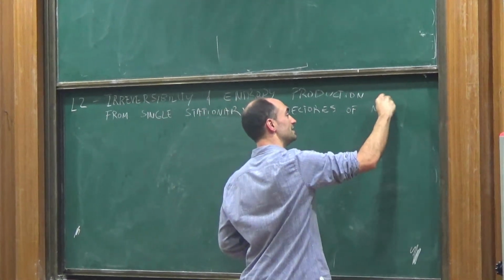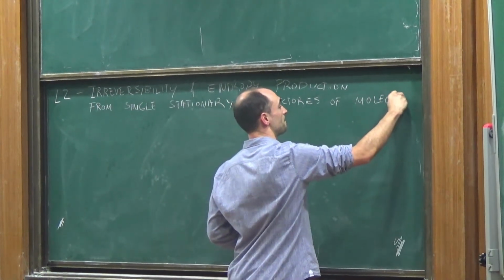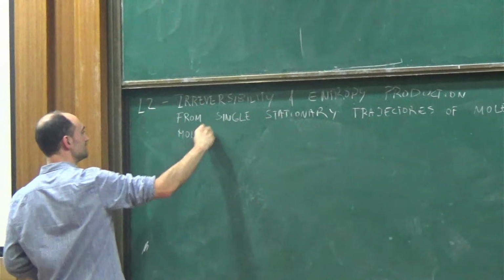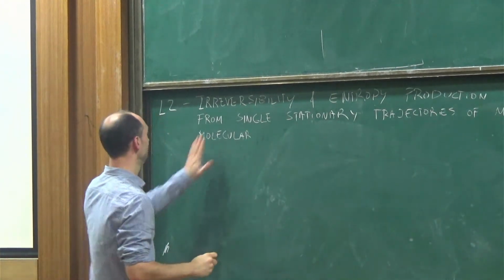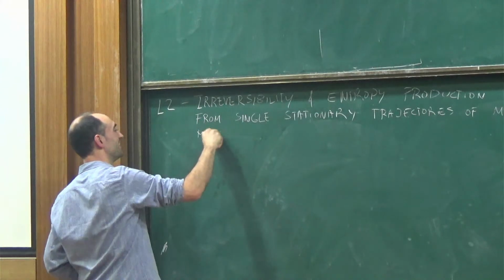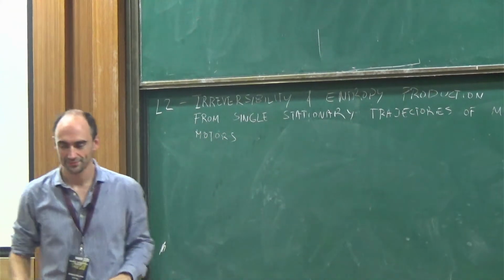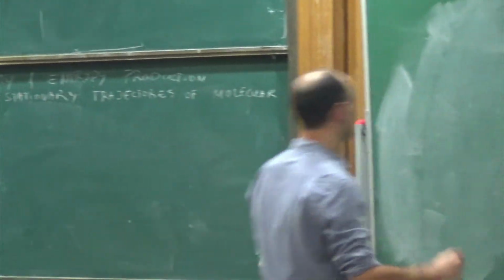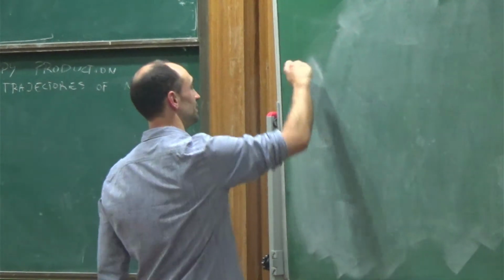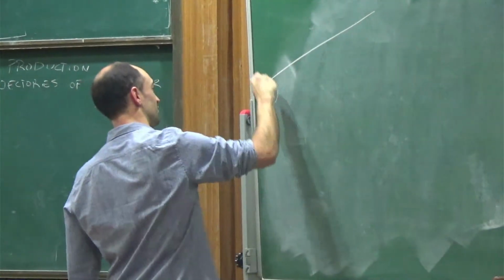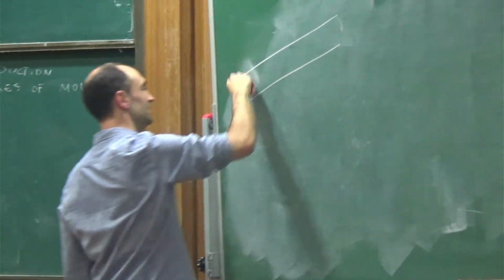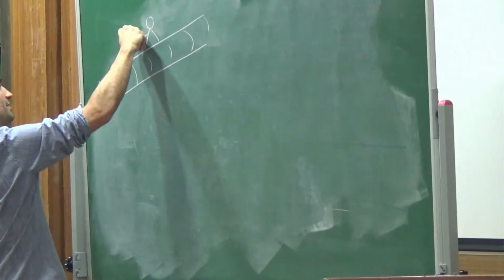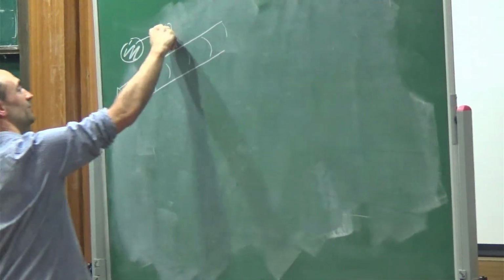Molecular models. Okay, this is a bit of a broad topic that I will discuss in more than one lecture. An advanced topic, molecular models. But the idea of what I'm going to discuss today is the following. Imagine you have a motor, a molecular machine, that moves on a filament. This motor carries a cargo in the cell and moves in one direction.